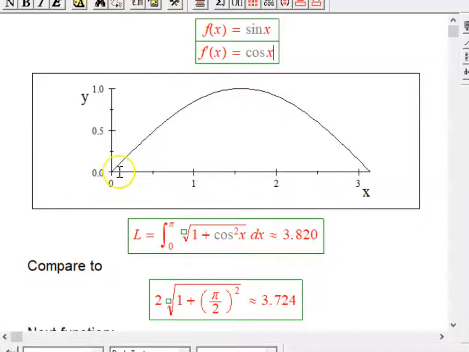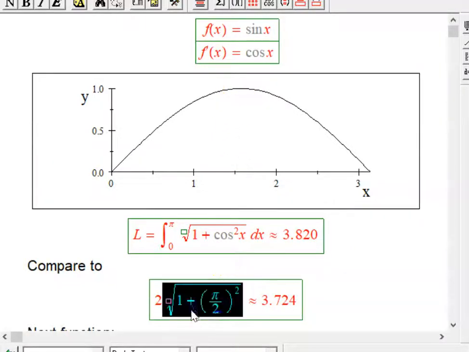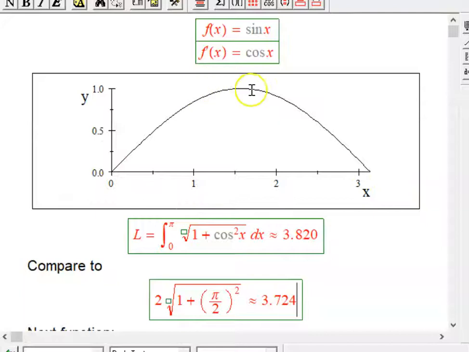So for example, for a straight line from 0, 0 to pi over 2 comma 1, you'd just do the actual Pythagoras, not with these infinitesimal differentials and everything. And you'd multiply by 2, you get about 3.724. So it does go through those 3 points, and it's curvy a little bit, so it should be bigger than that kind of broken straight line estimate. And you just put this in, very simple example.